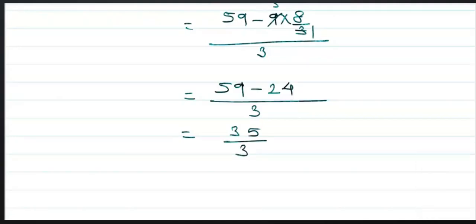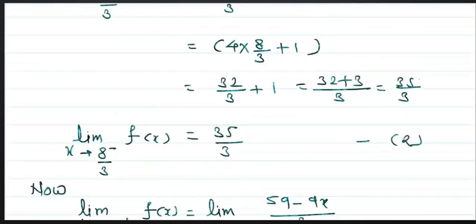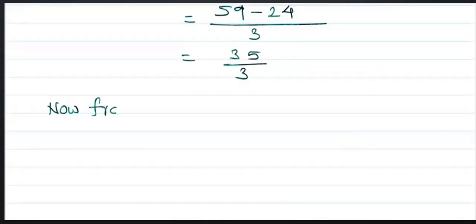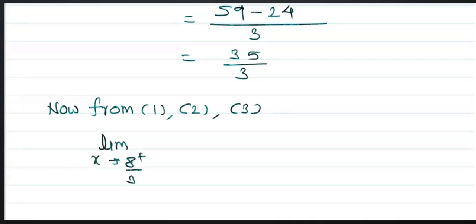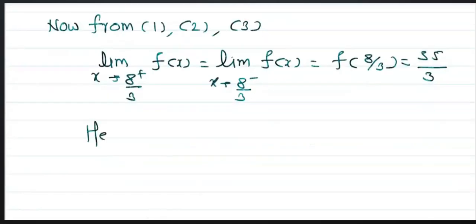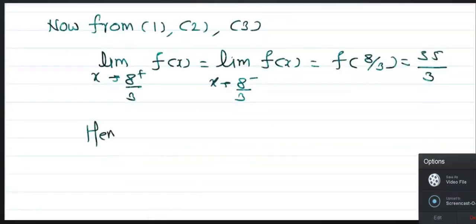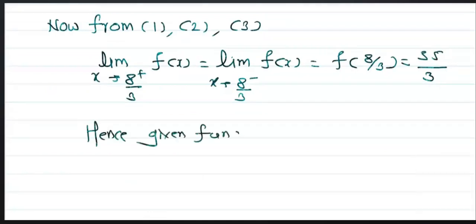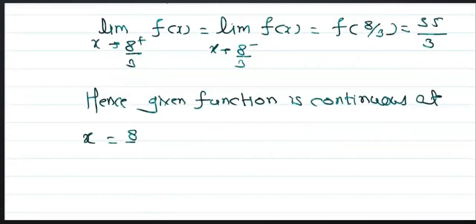And if you see this, from 1, 2 and 3, limit x tends to 8 upon 3 of f of x: the left hand side limit is equal to the right hand side limit, which is equal to 35 upon 3, and hence the given function is continuous at x equal to 8 upon 3.